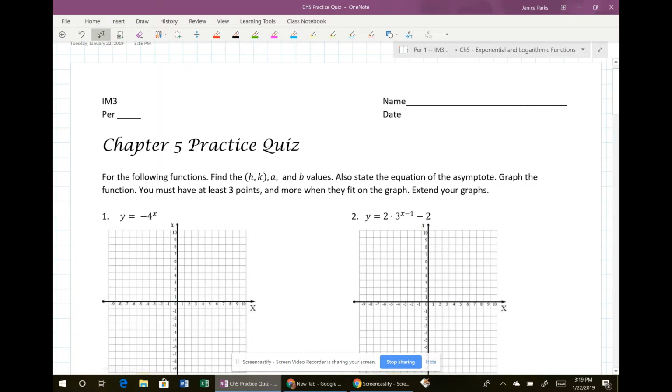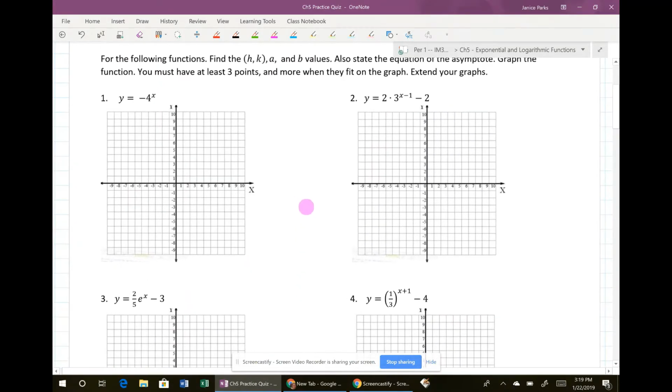Okay, in this video, I'm going to show you how to do each of the questions on the practice quiz for Chapter 5. For all of the graphs, you need to find 4 values. The first one is the HK value, which is everything after the X. So we have 0, 0.